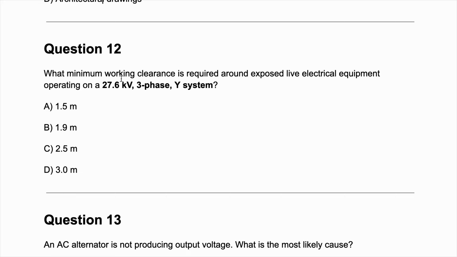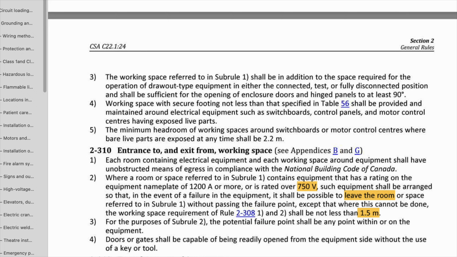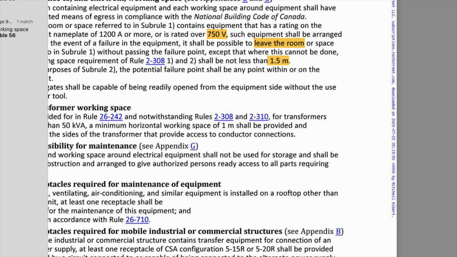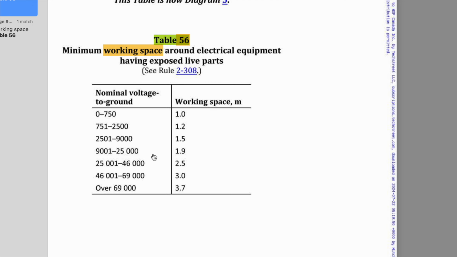Question 12. What minimum working space is required around exposed live electrical equipment operating on a 27.6 kilovolt three-phase Y system? So for this one, we have a table in the Canadian Electrical Code book. You need to memorize these. You need to memorize a lot for this book, because you don't have enough time to search for everything. So you need to know that Table 56 is about minimum working space. So just memorize Table 56, working space.